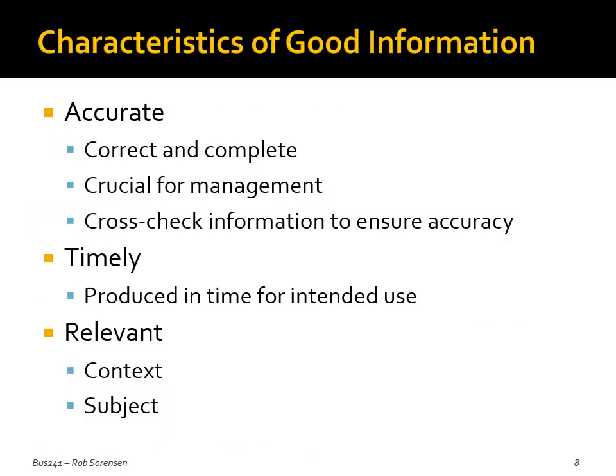Here are some good characteristics of good information. It should be accurate, so we don't want any mistakes in our data. It should be correct and complete. It should be the kind of stuff we need to do our jobs, so it should be important for management. We can do cross-checking to ensure accuracy, that sort of thing. For example, it would not be a very good situation if all the contact information we had for students was not accurate. How could we ever get a hold of you? So we do want to check that to make sure that that's okay.